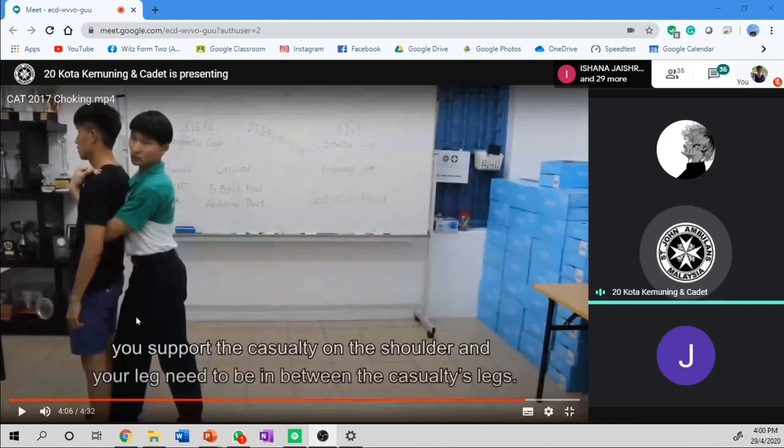In this structure, your stronger leg, for me it's my right leg, should be in front, and then the weak leg should be behind.